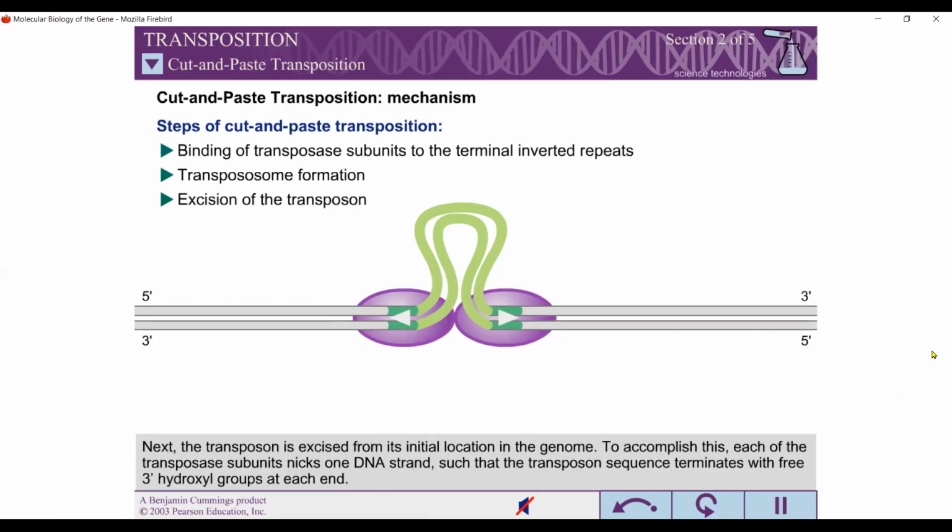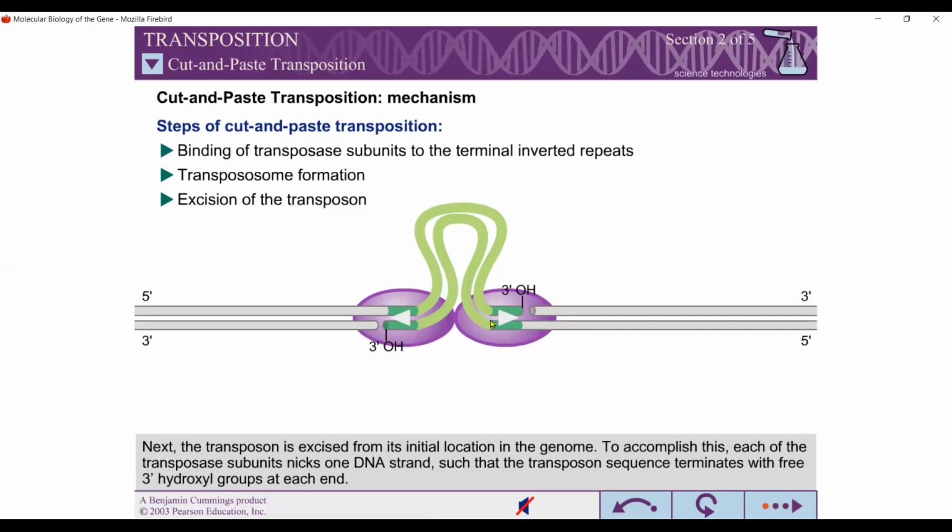So the first step was binding of transposase subunit. The second step was transposon formation. Final step is the excision of the transposon. So as you can see, what happened? The transposon is excised from its initial location in the genome.